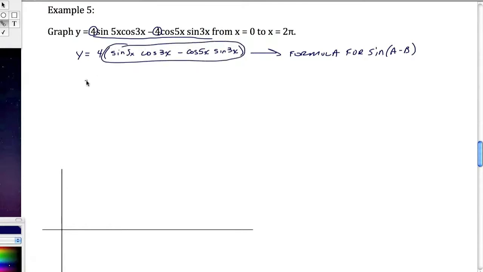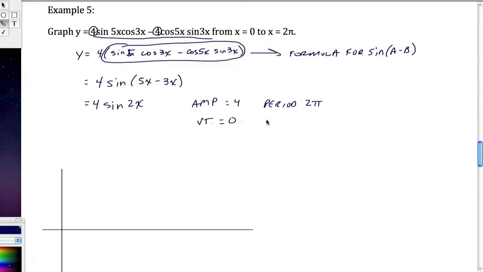And so what I'm going to do is now I can shrink this down. I've still got 4 times sine of 5x minus 3x. Okay? So because of the way this was formulated, it shrinks down to this. Well, that really equals 4 sine of 2x. And I know how to graph this, so I'm going to do amplitude and period, vertical translation, and phase shift.